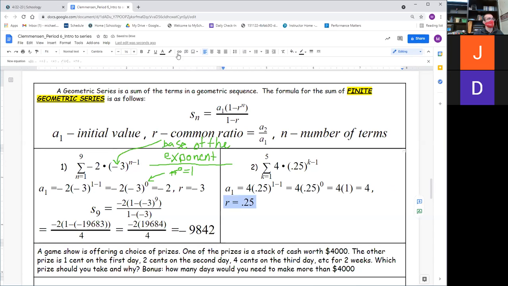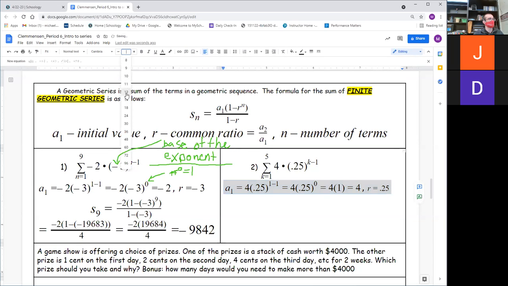I'm also going to shrink this down a little bit so it fits on one screen. So let's shrink down all of this, actually. Let's go with a 12. That's too small. 14. There we go.